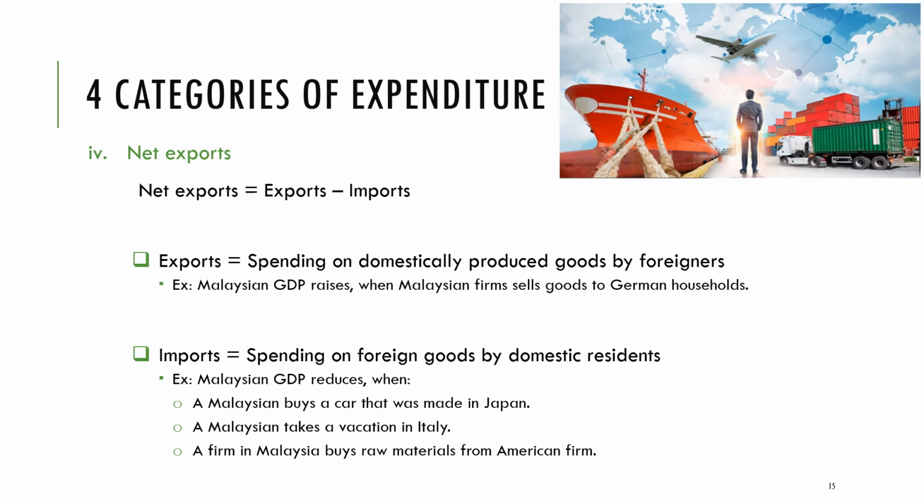The fourth component of GDP expenditure is net exports. It is the difference between exports and imports. Exports include all expenditures on domestically produced goods by foreigners. Malaysian exports increase when Malaysian firms sell goods to German households. On the other hand, imports mean spending on foreign goods by domestic residents. Malaysian imports increase when a Malaysian buys a car that was made in Japan, or a Malaysian takes a vacation in Italy, or a firm in Malaysia buys raw materials from an American firm in the United States.